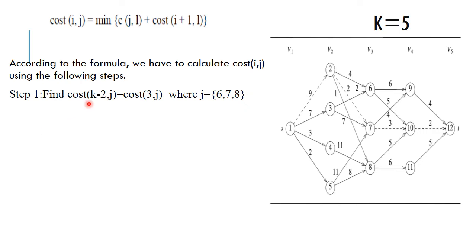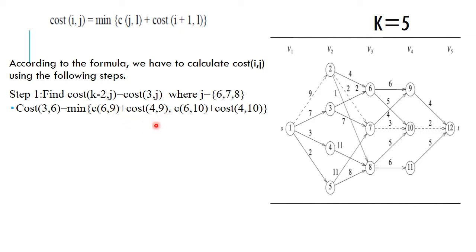First find cost of k minus 2, j, which is equal to cost of 3, j. What is 3? The stage number. What is j? The vertices at stage number 3: 6, 7, 8. Now find cost of 3, 6. Cost of 3, 6 is equal to the minimum of C of 6, L, where you have to apply the L value.